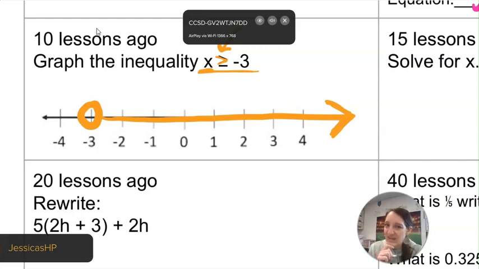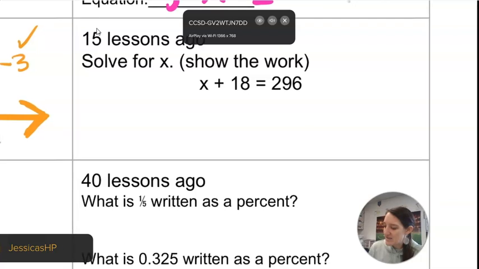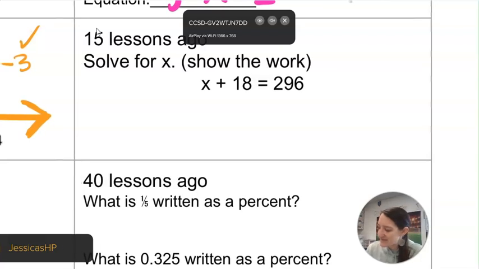Now, the last thing I got to know is, do I fill it in or do I leave it open? Well, because it's greater than or equal to, we're going to fill it in. Because if X was equal to -3, that would be a solution. So we want to include it in our graph and say -3 works, plus all of these numbers bigger than -3, they also work.